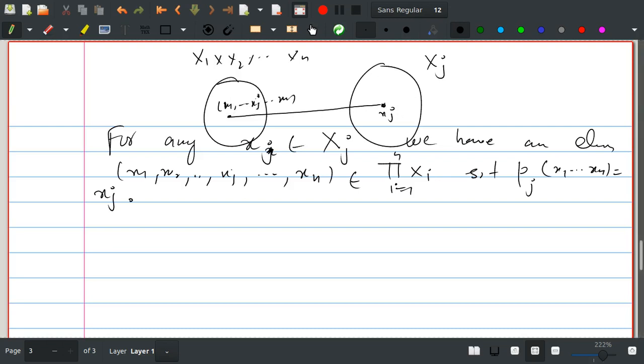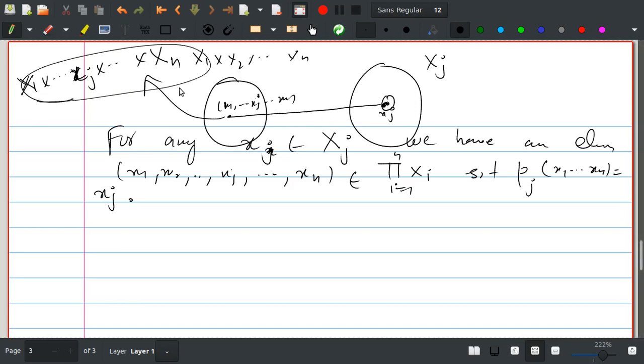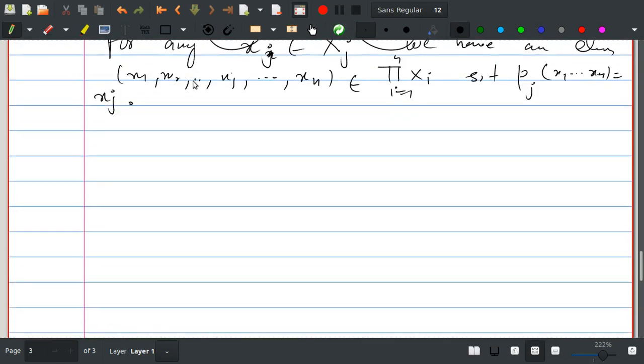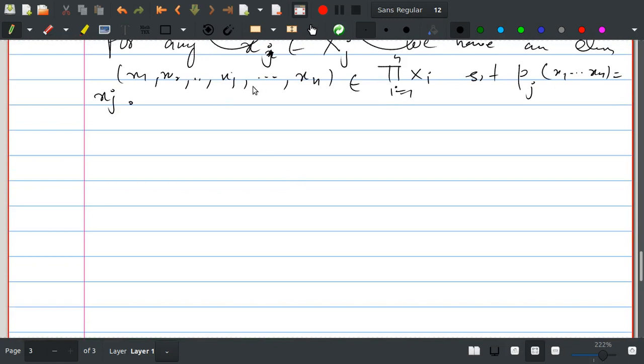So if I have to exhibit the pre-image of this element, this will be X1 cross so on cross this little xj cross so on cross Xn. Now these are capital Xi's and here is a small xi. So to this element we have this as a pre-image. So this is a set over here, and this is an element over here, and note that this element is in this set. So Pj is surjective.